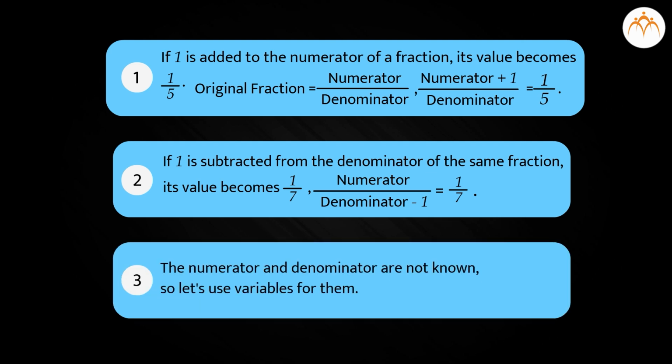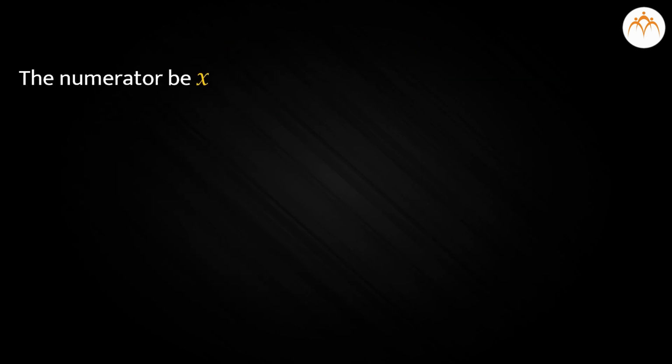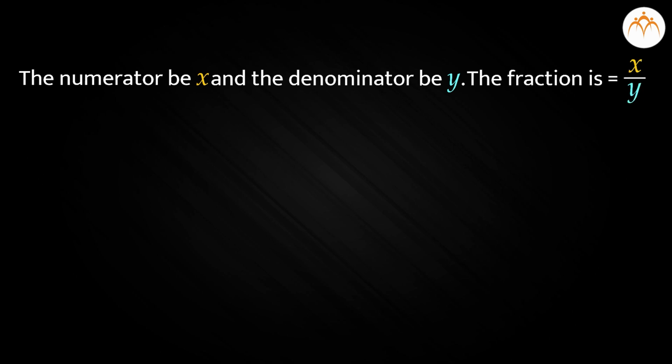The numerator and denominator are not known to us. So let's use variables for them. Let the numerator be x and the denominator be y. Thus, the fraction is x upon y.